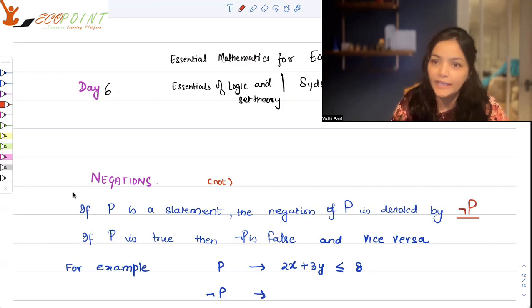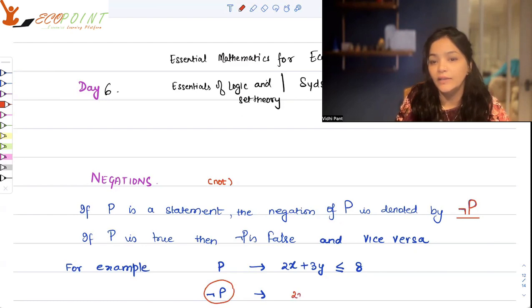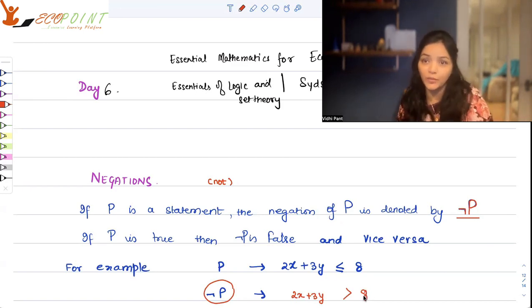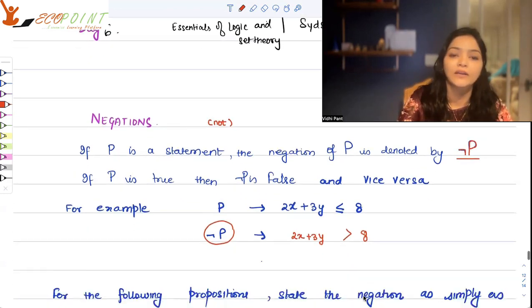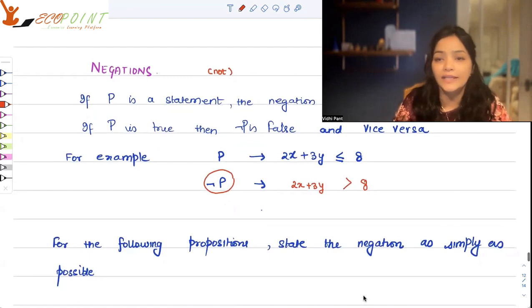For example, if a statement P is 2x plus 3y is less than or equal to 8, you have this inequality. What will be the opposite, or not of P? Not of P clearly will be that 2x plus 3y has to be strictly greater than 8, because we have to oppose what we were given. Using this logic, we shall give negations to the following propositions.